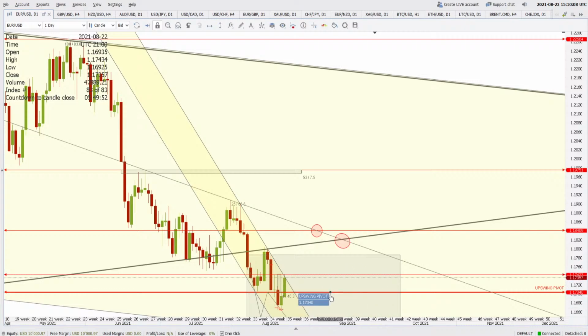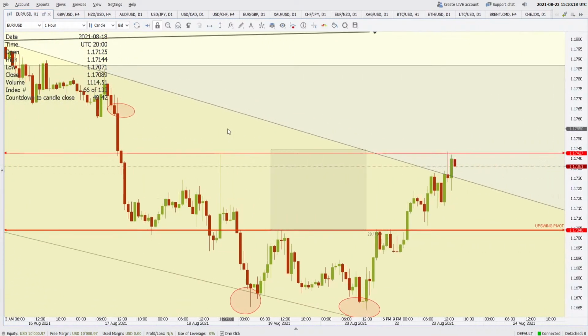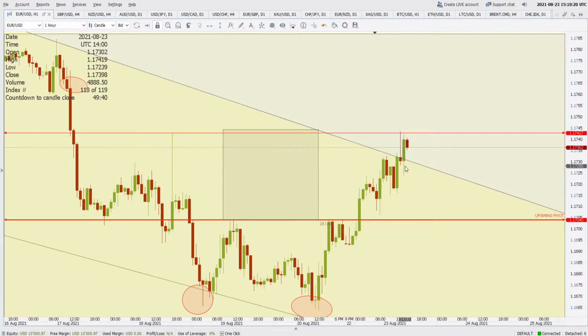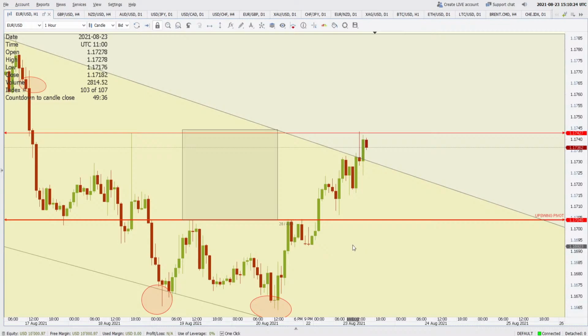So support for the price right now is 1.1704, and resistance is sitting at around 1.1742, which the price has already tested on an intraday basis and has given a bearish pin bar on the 1 hourly, but after that there is no follow up. So we have to just watch this level and see what happens next.